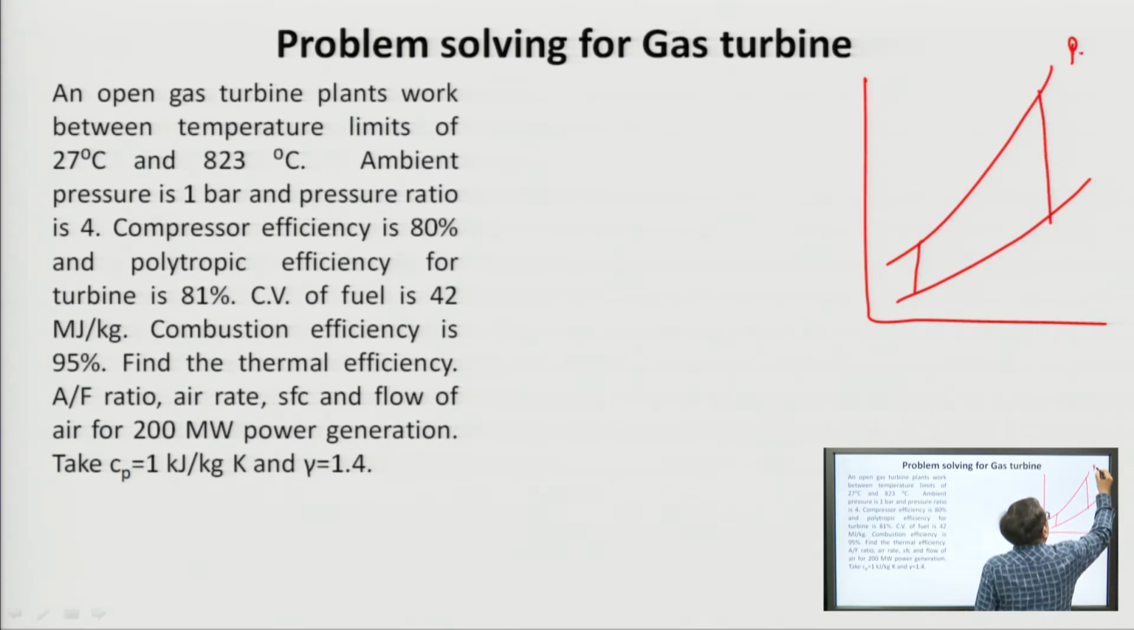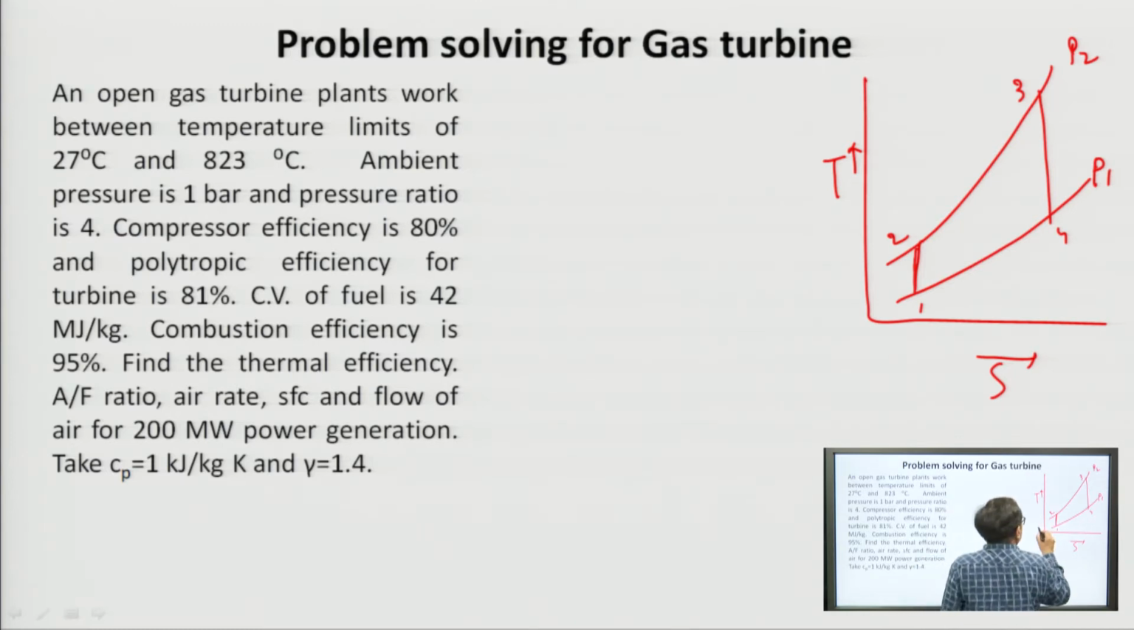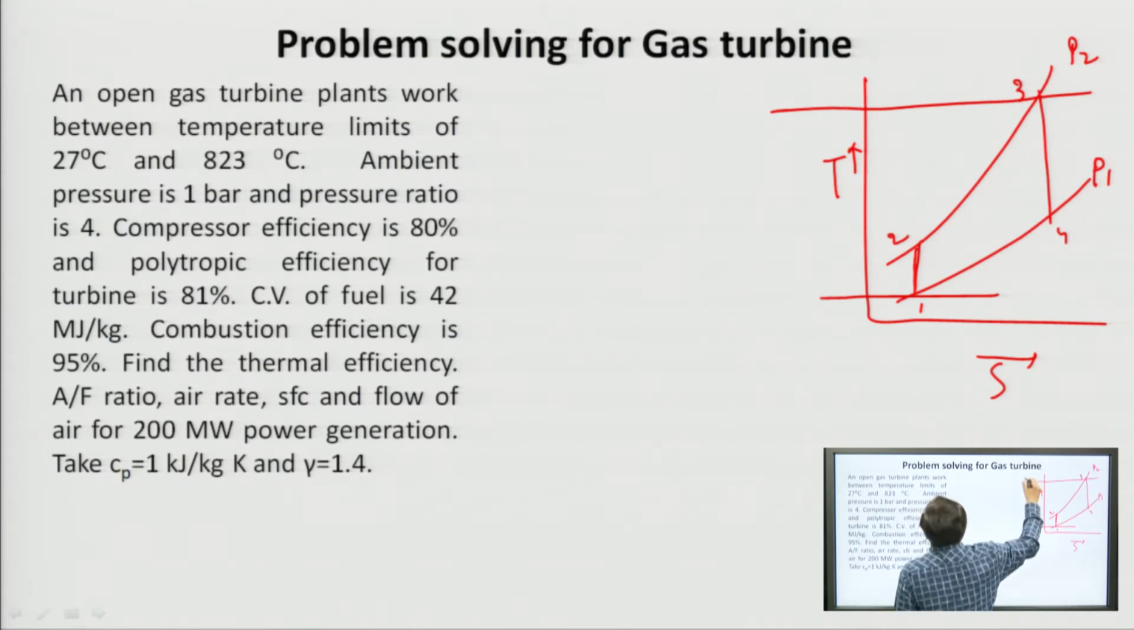this is pressure P2, pressure P1, points 1, 2, 3, 4. This is the isentropic line, this is the temperature-entropy diagram. Limit means the minimum temperature and the maximum temperature, that is the temperature at point 3. The limits given to you are 823 degree centigrade and 27 degree centigrade.